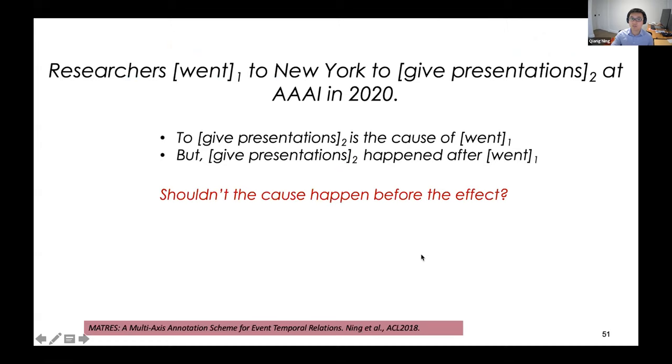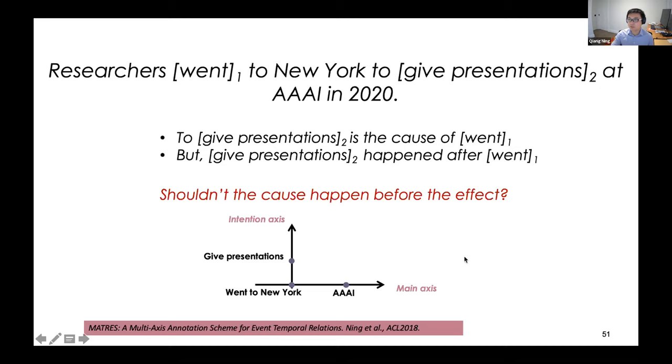Actually, if we apply the formalism of multiple axes here, we can see that "give presentations" is on the intention axis. So of course you can give a lot of names to it, but it doesn't actually conflict with the physics on the main axis at all. So this is one way to explain why we are seeing these corner cases that used to be difficult.